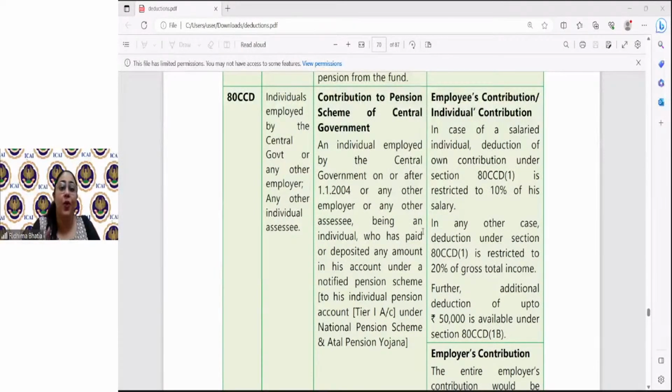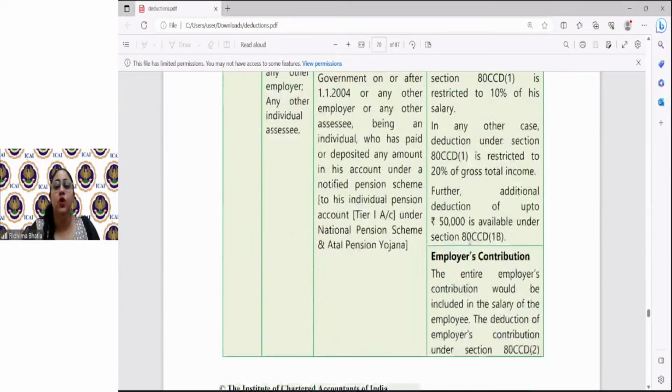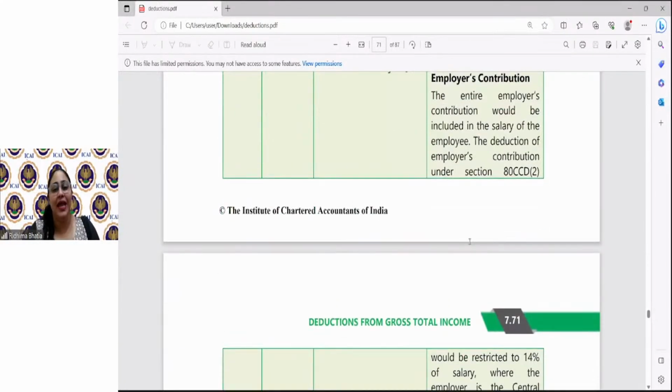Then 80CCD subsection 1B, again the same contribution to NPS or Atal Pension Yojana, but this is an additional deduction which an individual can claim up to 50,000. Then 80CCD subsection 2, which is employer contribution to NPS. Here the deduction is 14% of salary in case of central government or state government employees, and otherwise it is 10% of salary.